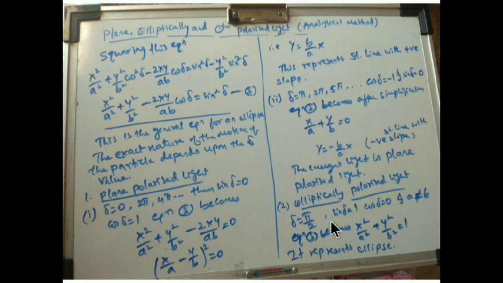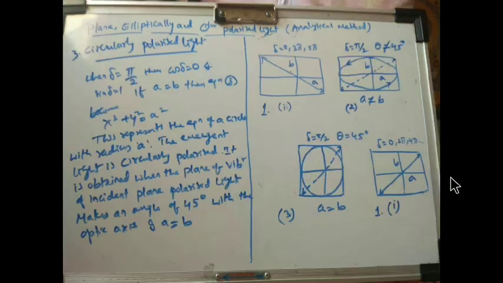So when you substitute sine delta as 1 and cos delta as 0 again in equation number 3 and do the simplification, you will get x square by a square plus y square by b square is equal to 1. So this represents the ellipse here. This represents the ellipse whose major and minor axes coincide with the coordinate axes as it is shown in this figure. And the emergent light, the light which is emerging out, will be the elliptically polarized light.